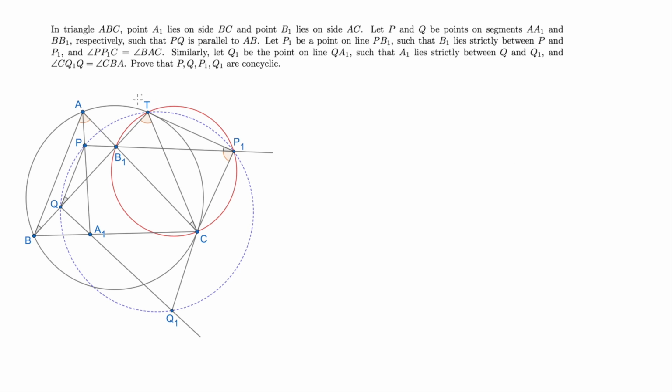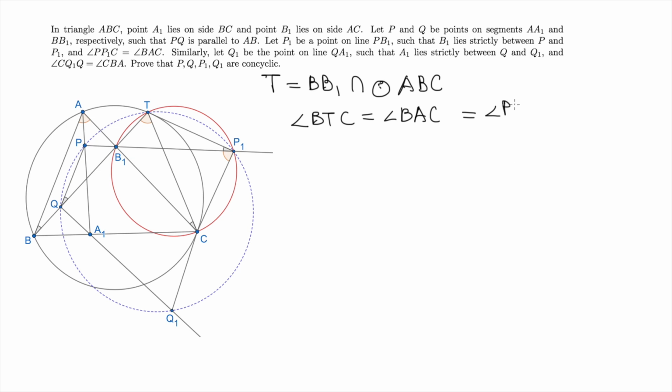The key of this first solution is to introduce this additional point T as the intersection of BB1 and the circumcircle of ABC. Then by basic angle tracing, we have that the angle BTC equals the angle BAC, and by assumption this also equals the angle PP1C. And this implies that B1, T, P1, C are concyclic, so they are concyclic in this red circle.